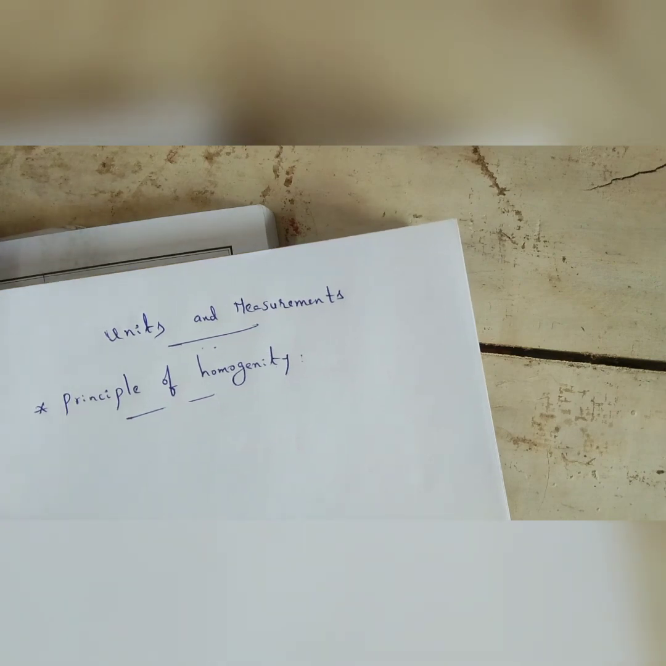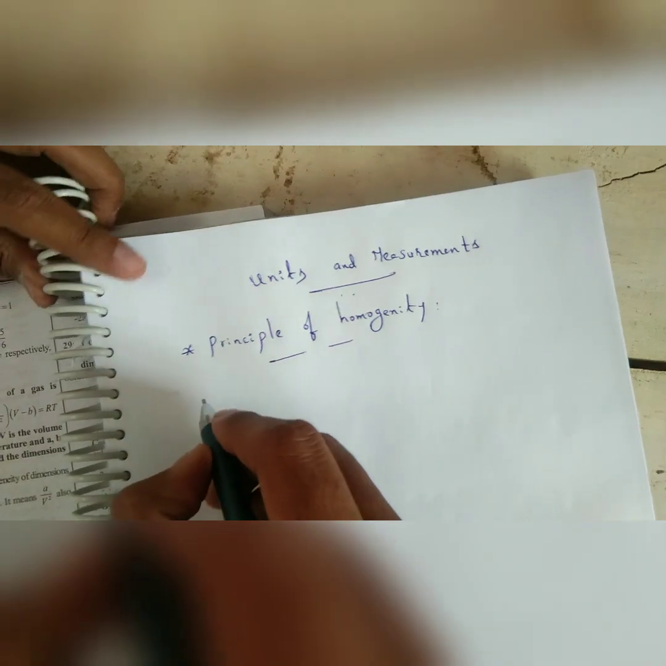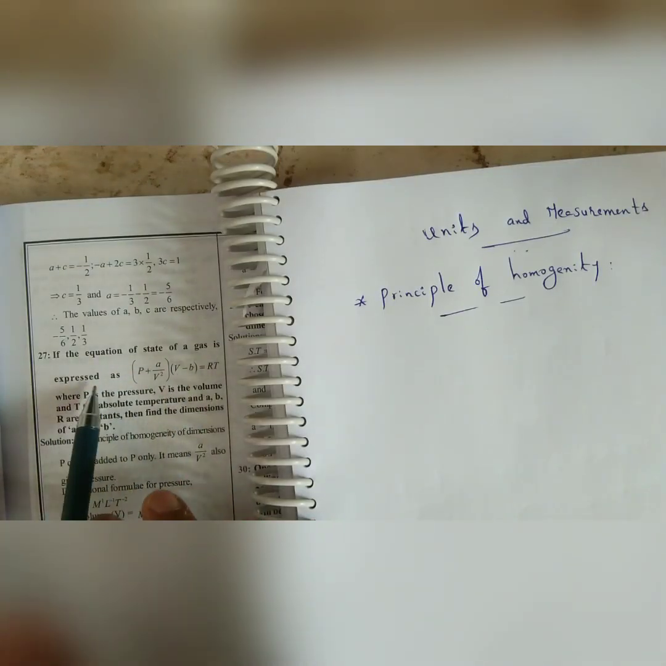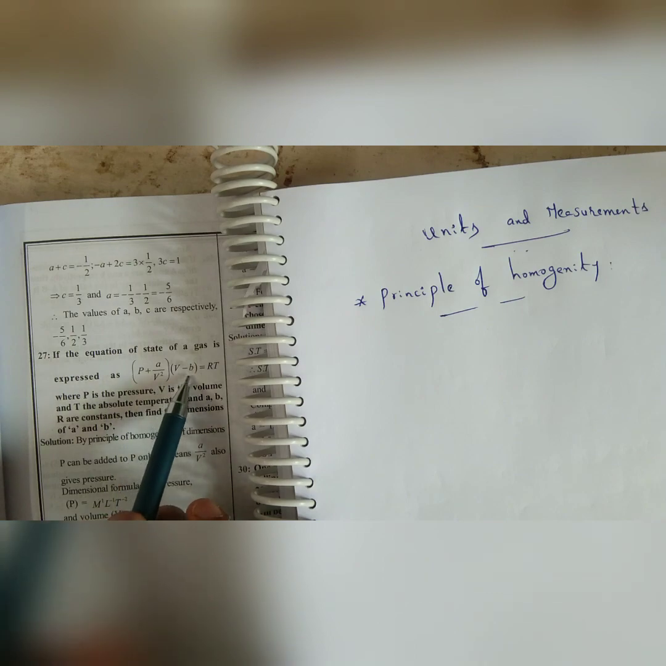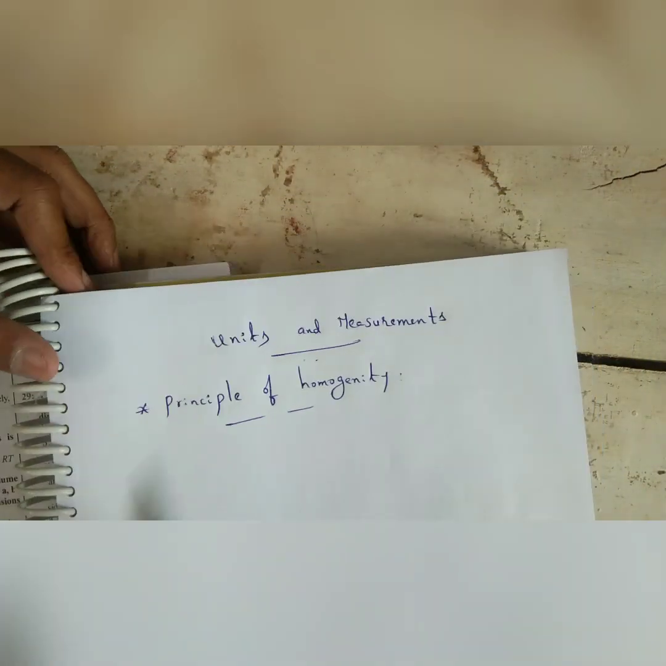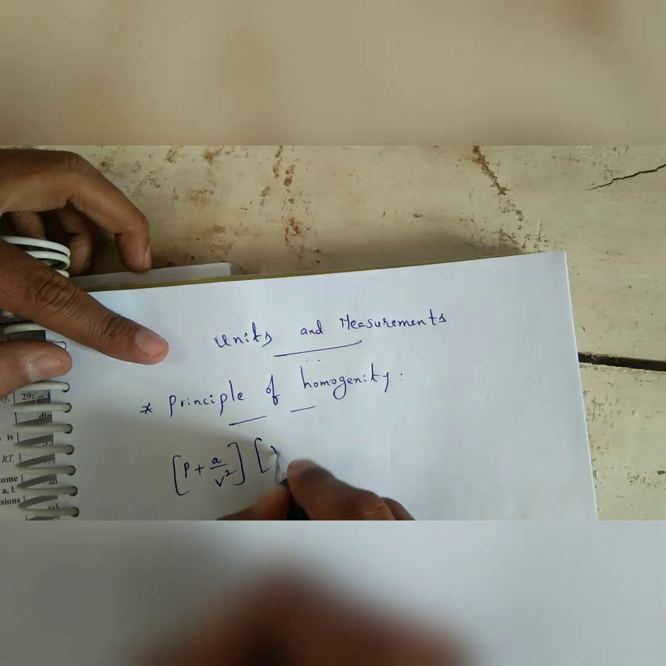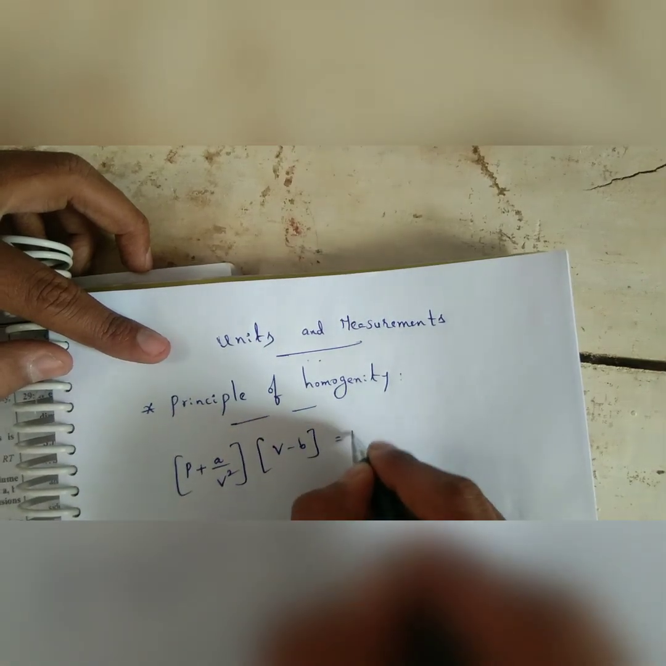So for that, here I am taking one example. If the equation of state of a gas is expressed as (P + a/V²)(V − b) = RT, this is the van der Waals equation.